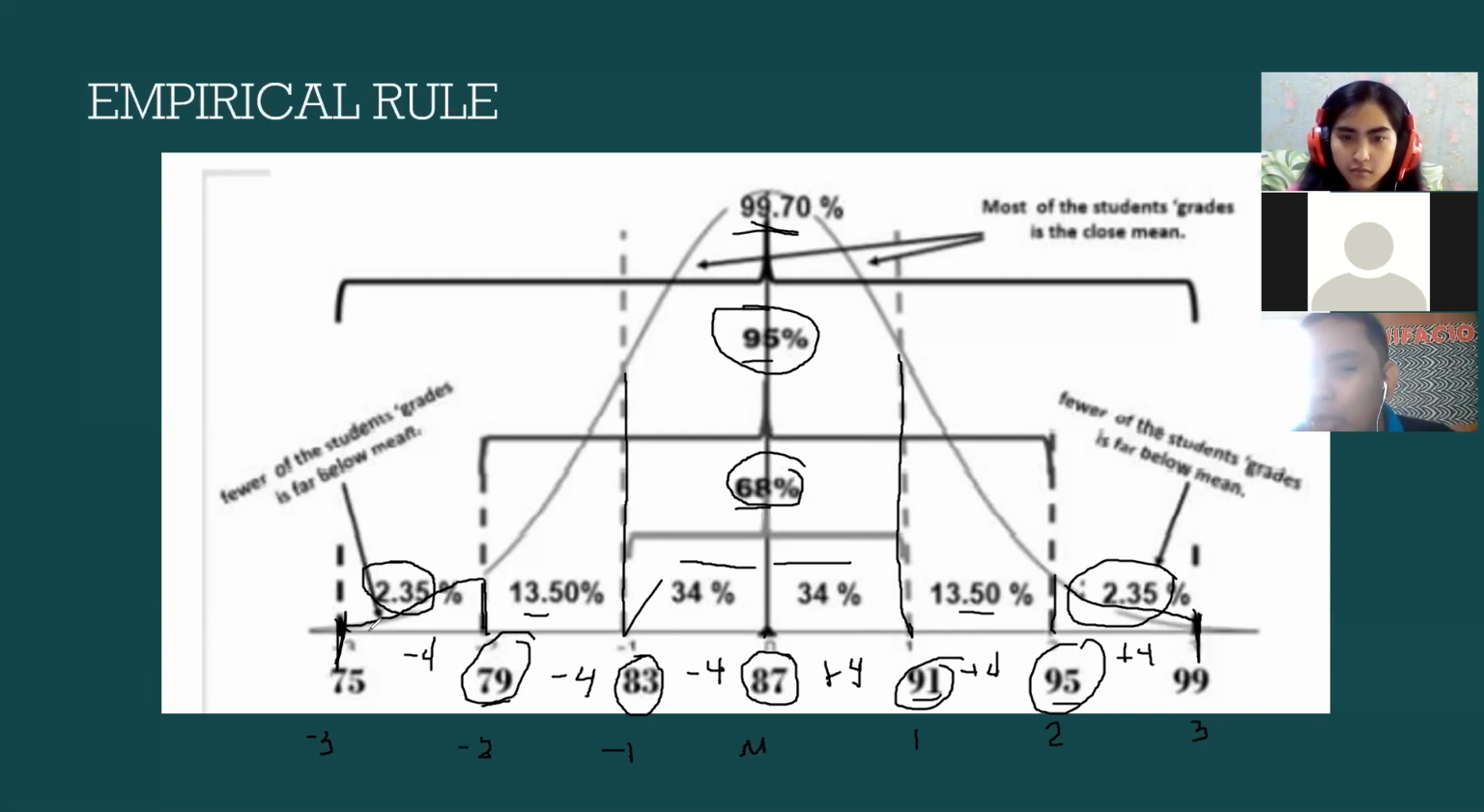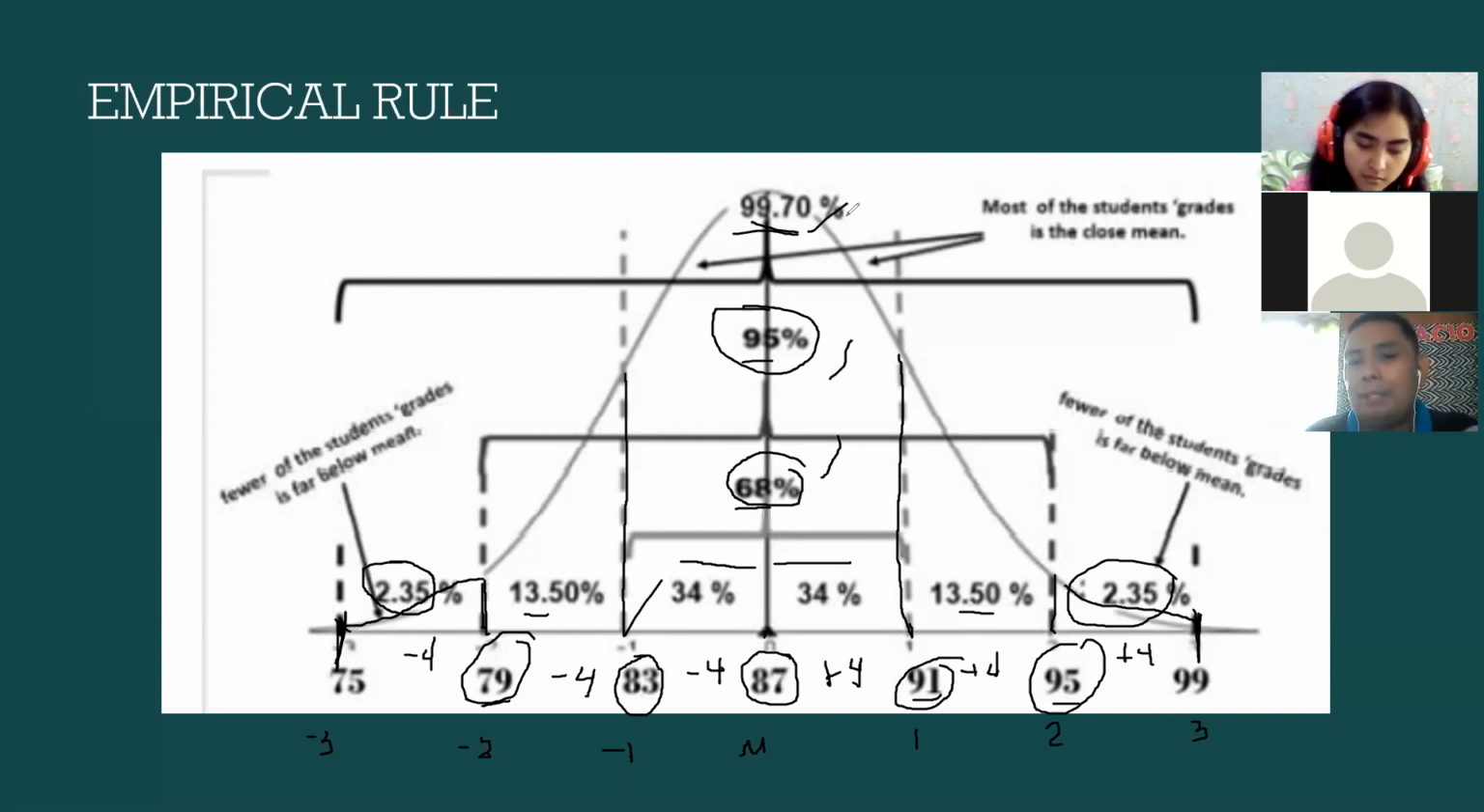Bakit po hindi pa kompleto? Nasaan yung point 3? Maari kasing merong ilan na mas mababa pa sa 75, which is 74, 73, 72, or mas tumaas pa sa 99, which is 100 ang grade. Okay? Hindi natin maaalis ang posibilidad na yon. Pero dun sa normal curve, kapag pinag-usapan natin ang 75 to 99, na-cover mo na yung 99.70% ng klase mo. Tandaan, ang empirical natin is 68, 95, and 99.70%.